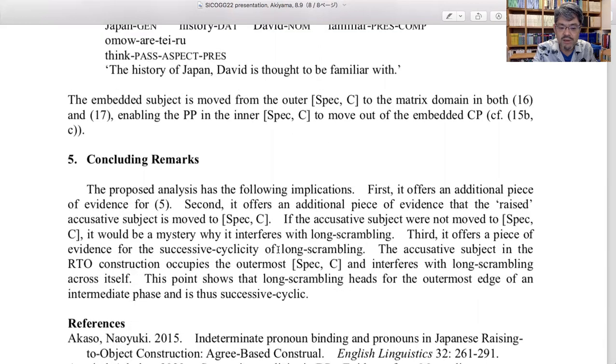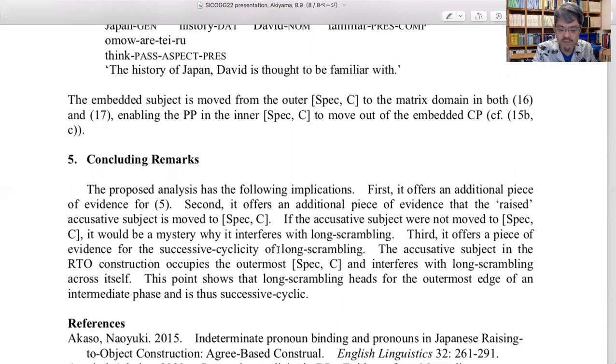concluding remarks. The proposed analysis has the following implications. First, it offers an additional piece of evidence for 5. Second, it offers an additional piece of evidence that the raised accusative subject is moved to spec C. If the accusative subject were not moved to spec C, it would be a mystery why it interferes with long scrambling. Third, it offers a piece of evidence for the successive cyclicity of long scrambling.